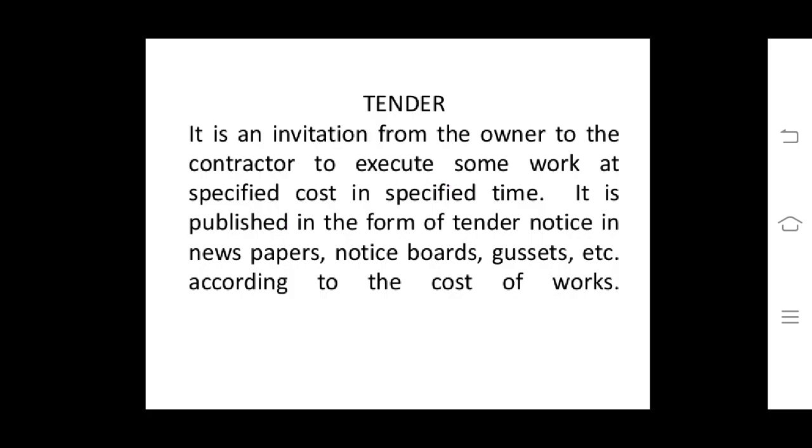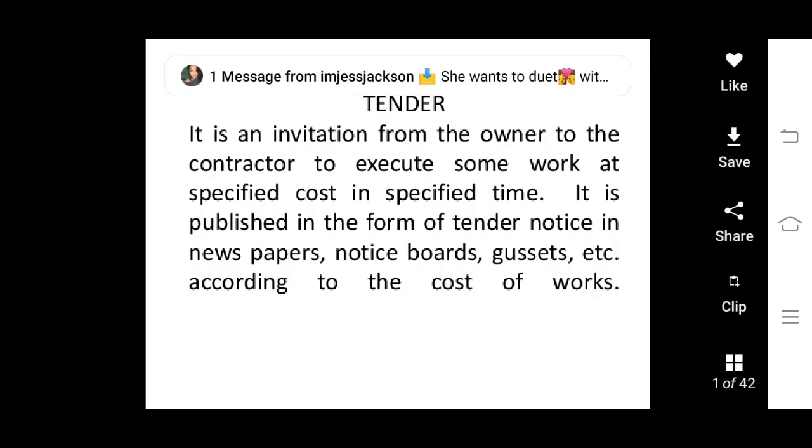First of all, we will see what is a tender. It is an invitation from the owner to the contractor to execute some work at a specified cost in a specified time. It is published in the form of a tender notice in newspapers, notice boards and gazettes, according to the cost of works.